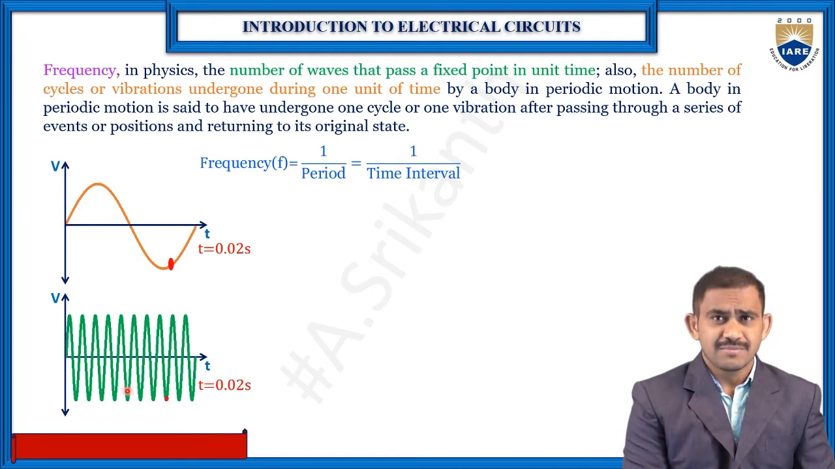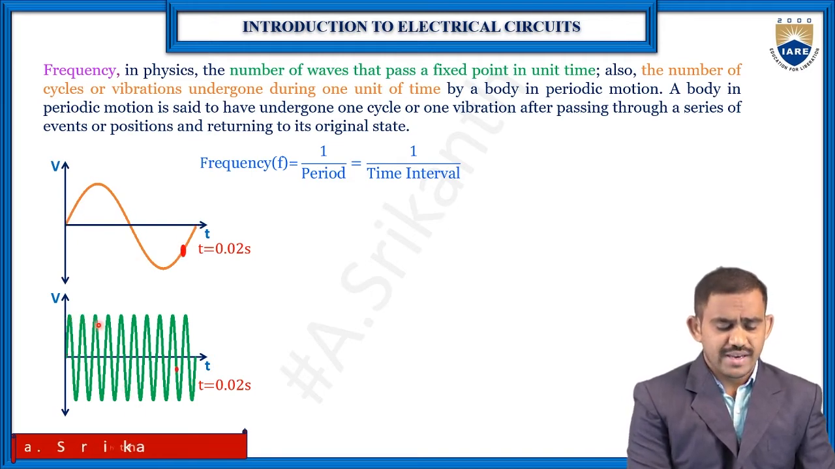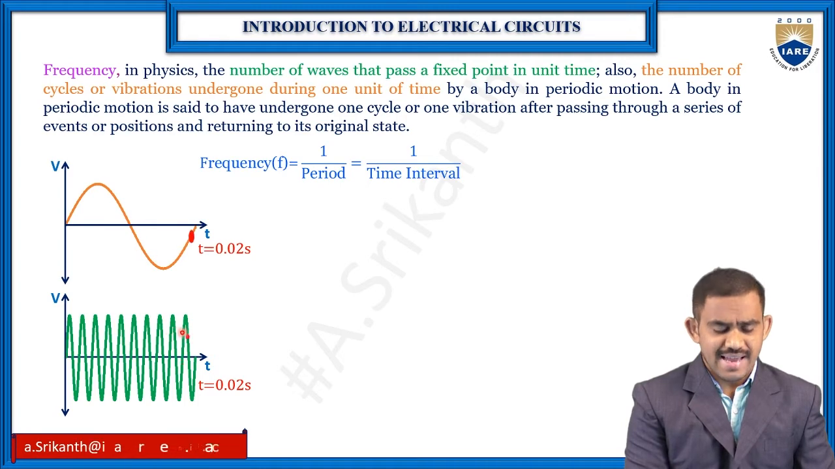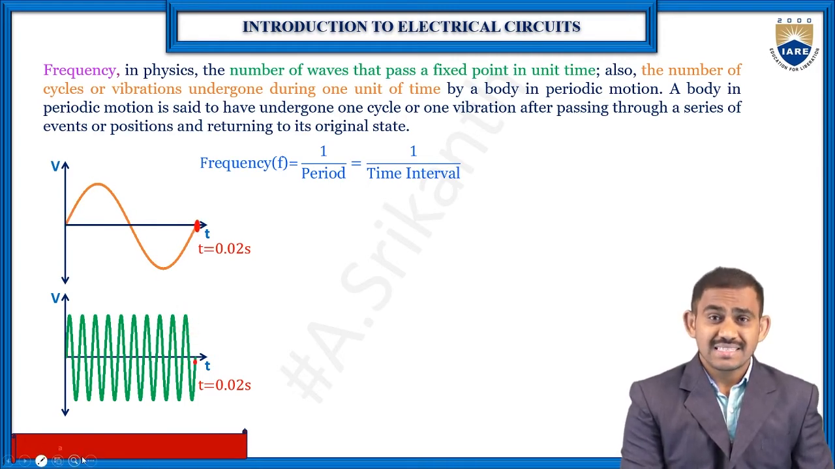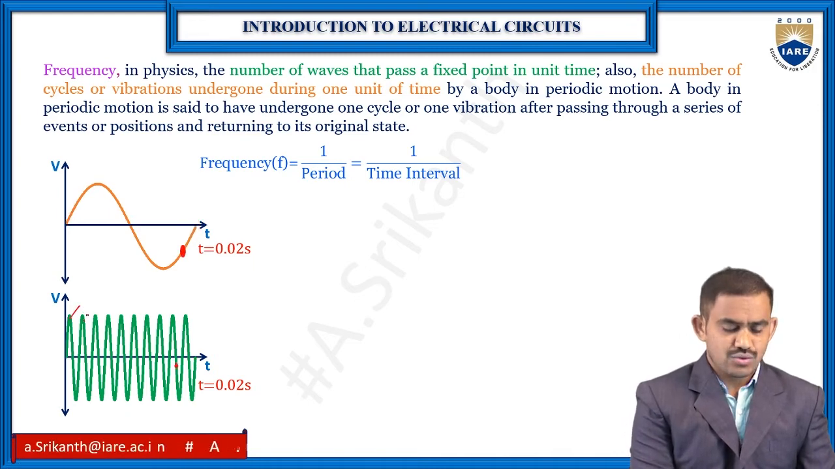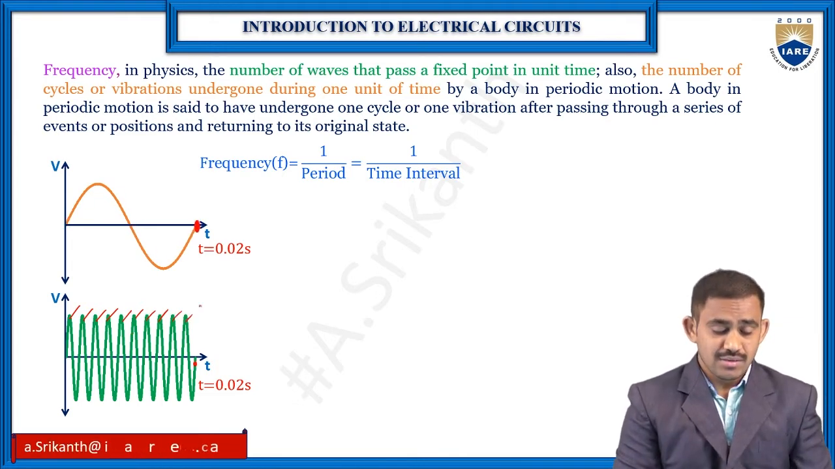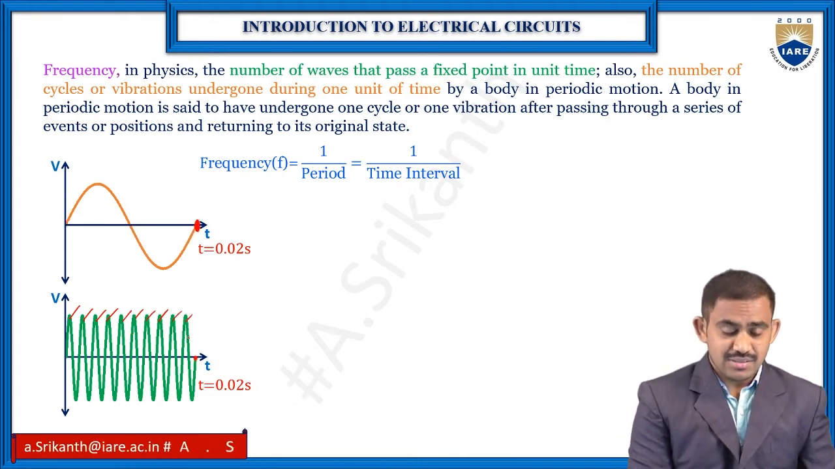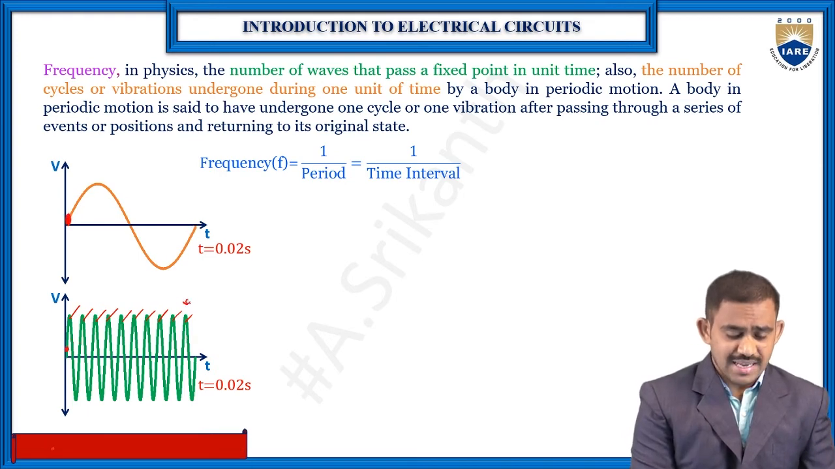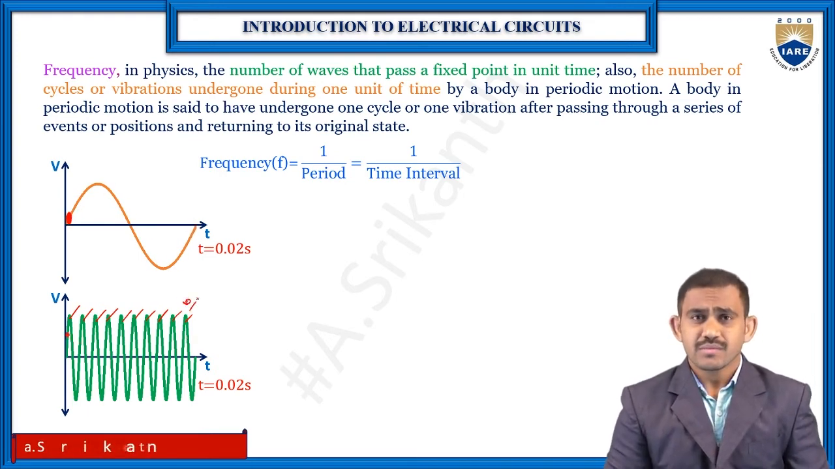Coming to the second one, we have 1, 2, 3, 4, 5, 6, 7, 8, 9, 10. So in total we have 10 cycles at the same time period, the same time interval. 10 cycles we have. Clear?